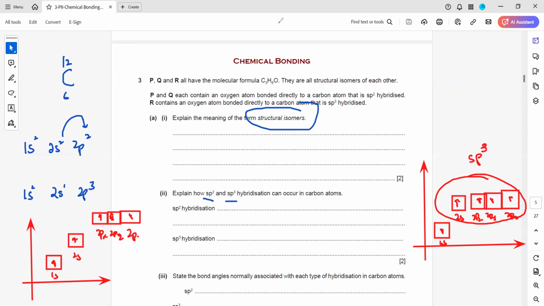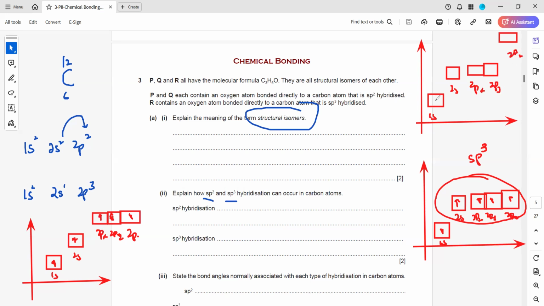But in sp2 hybridization, 2s and two of the p orbitals, 2px and 2py, energy is same, and 2pz energy is different. So this is 1s, this one is 2s, 2px, 2py, and then 2pz. This is called sp2 hybridization, because 2s and two of the p orbitals have the same energy.